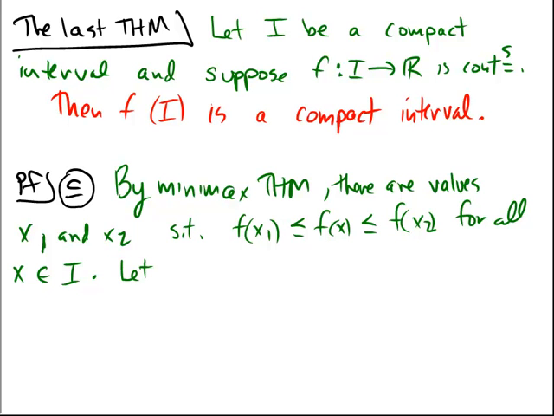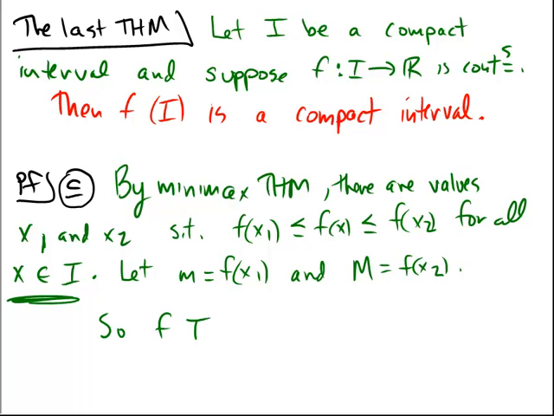Okay, so if f of x1 is going to be the small one, let's just call little m equal to f of x1. And if f of x2 is going to be the big one, we'll let capital M equal f of x2. Notice this is true for all x's in I, so it's actually pretty trivial now. Every single value f of x is between f of x1 and f of x2, so f of I is definitely a subset of the closed interval that goes from m to capital M. So that's this containment. We have a one direction containment.